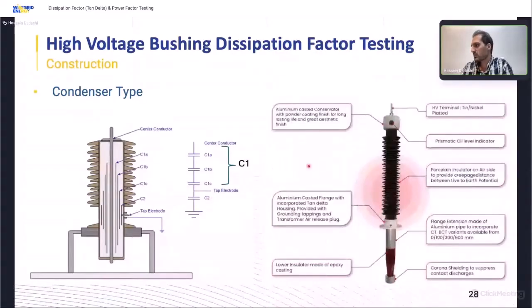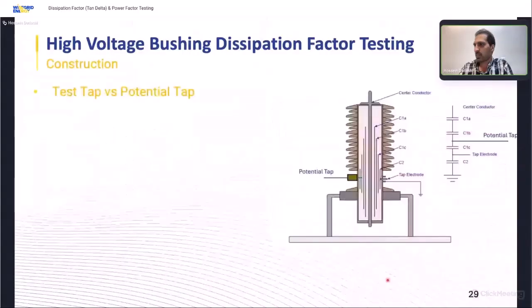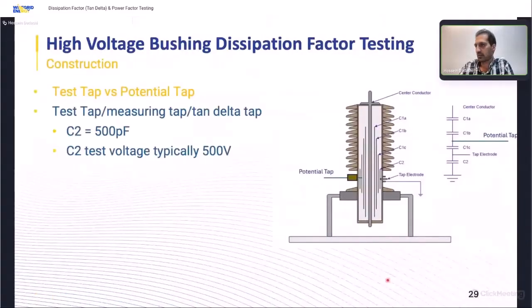This is another picture which shows us the different components of the bushings. It's terminal, aluminum conservator, oil level indicator, porcelain insulator on the air side of the bushings, aluminum flange, which has the test tap on this flange, some extension, flange extension for bushing CTs, epoxy resin side, and corner ring, which is inside of the transformer. We have different naming and different terminals in a bushing. The first one is the test tap or measuring tap or tan delta tap. It's for IC-based bushings.